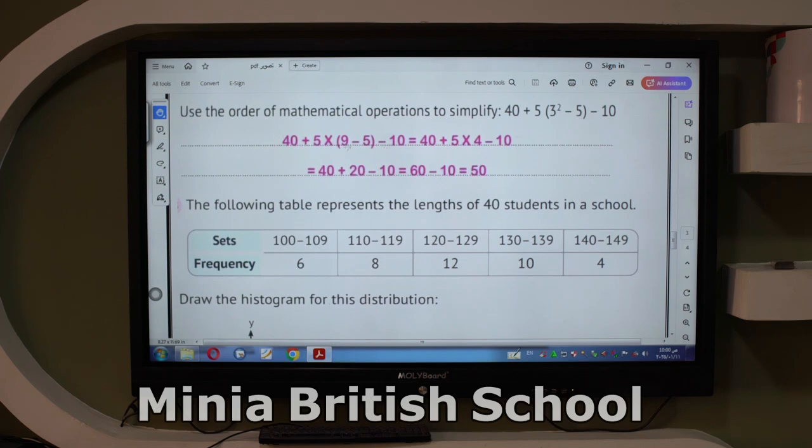Excellent. Here inside the bracket I have 9 minus 5 equals 4. Write down all numbers as they are. Then here I have plus, times, minus. Super. Times firstly. Here 5 times 4, 20. Then 40 plus 20 minus 10 equals, step by step. Remember, don't do it in one step, it's 2 steps. 40 plus 20 equals 60. Then 60 minus 10 equals 50.